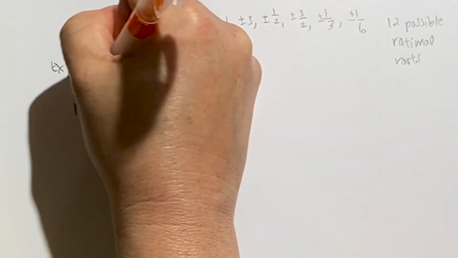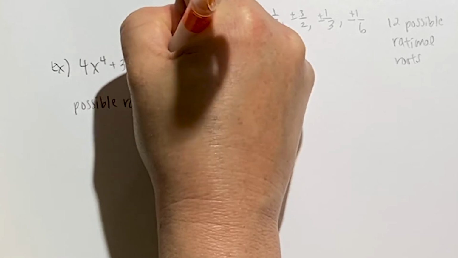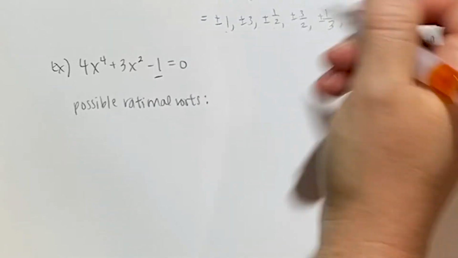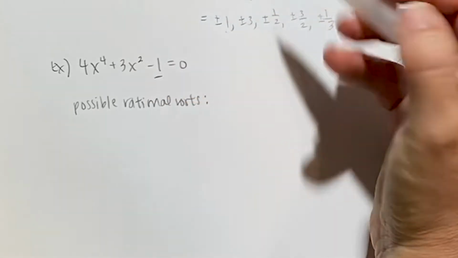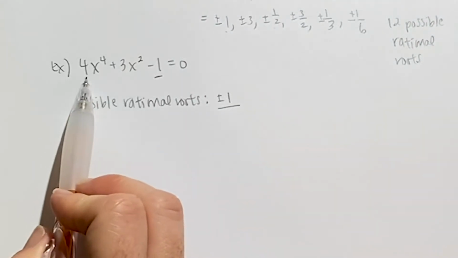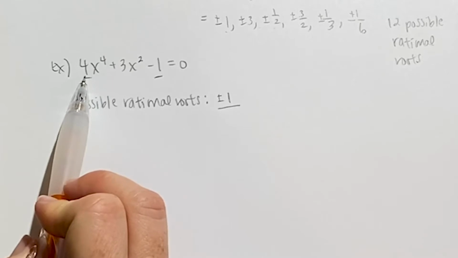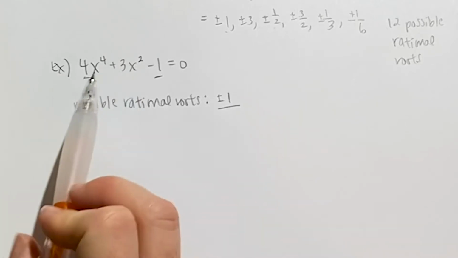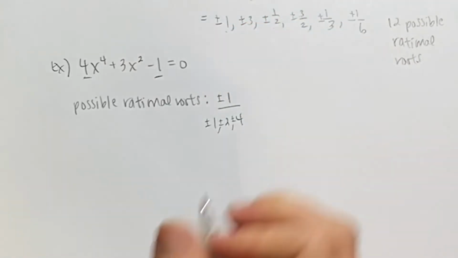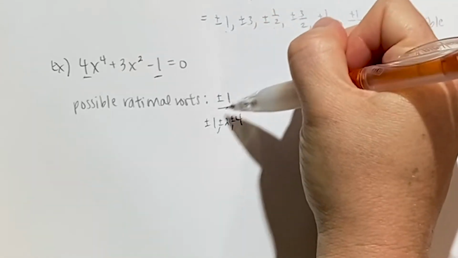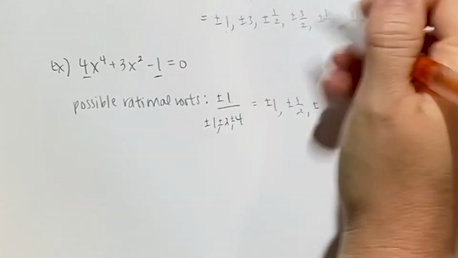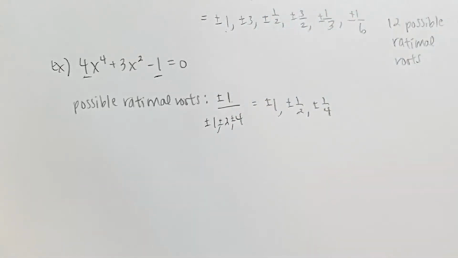So possible rational roots. We always take the constant on top. The constant here is 1. 1 is just 1 times 1. Then we take the list of the factors of the leading coefficient. That's 4. 4 could be 1 times 4 or 2 times 2. So 1, 2, 4. Those are all plus minus. All right, so if we make that list, we're going to have 1 over 1, 1 over 2, and 1 over 4. So that's what we're going to try.